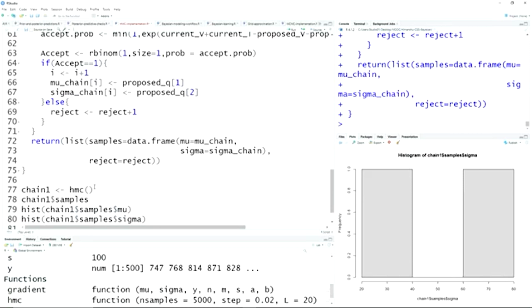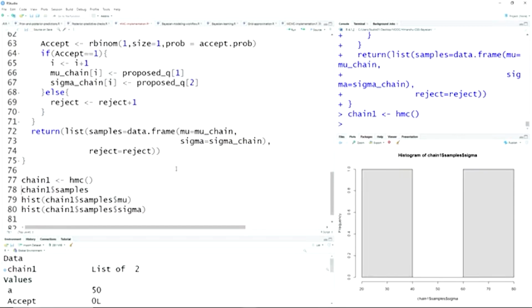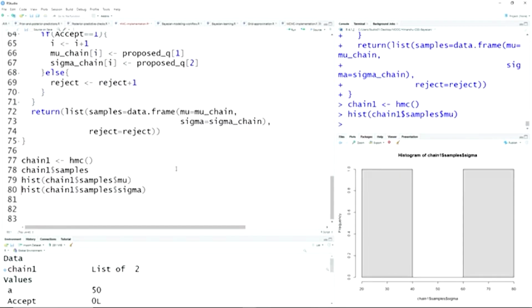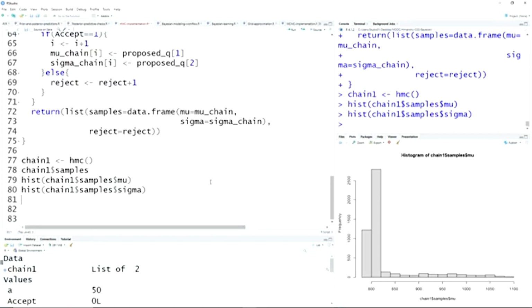So let me now draw samples using HMC. See, it took some time, so that means it did some sampling. Let us draw the histogram. Yes, so it did some sampling. See, this is the posterior distribution it has estimated for parameter mu. Let us see the posterior distribution for sigma. This is the posterior distribution for sigma.